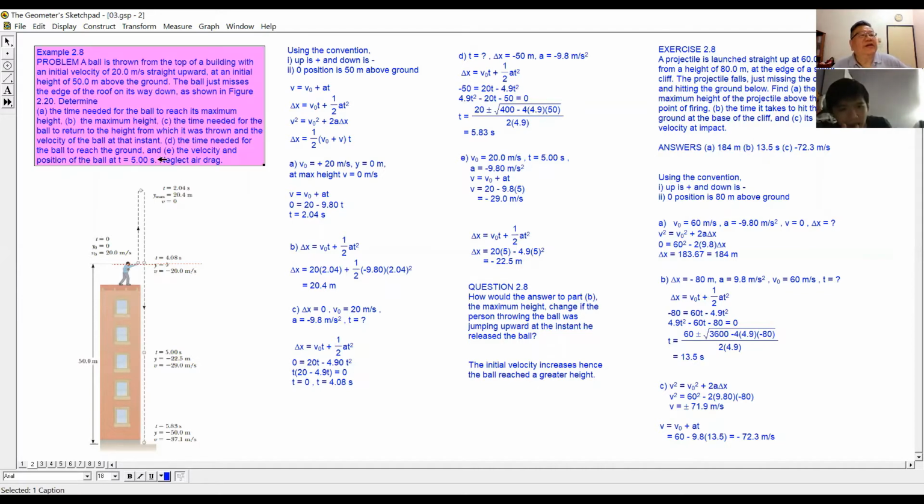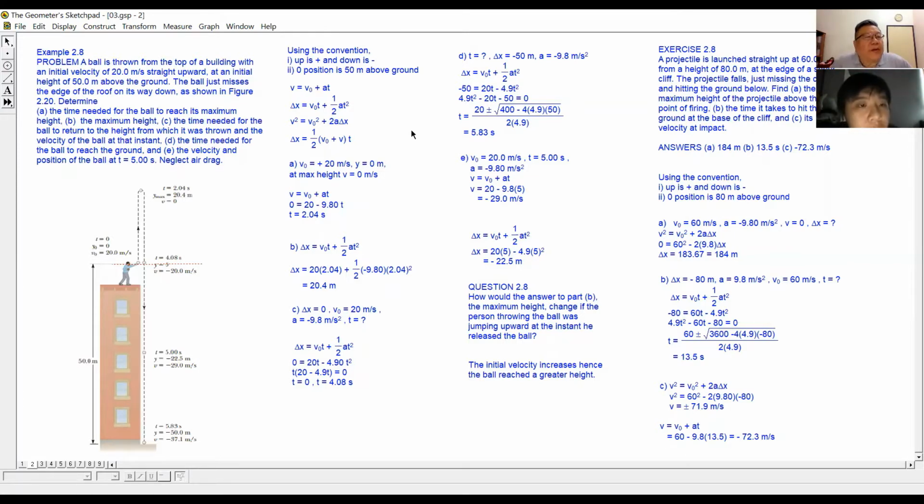You read this question, 2.8. Read slowly, then try to imagine what is going on. A ball is thrown from the top of the building with an initial velocity of 20 meters per second straight upward, and an initial height of 15 meters above the ground. The ball just misses the edge of the roof on its way down, as shown in figure 2.2. Determine the time needed for the ball to reach its maximum height, the maximum height, the time needed for the ball to return to the height from which it was thrown, and the velocity of the ball at that instant. The time needed for the ball to reach the ground, and the velocity and the position of the ball at t equals 5 seconds. Neglect air drag.